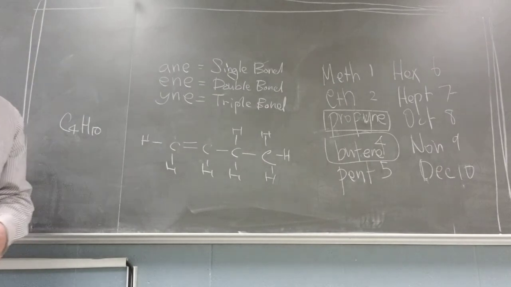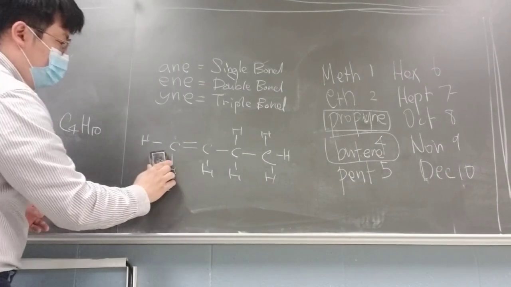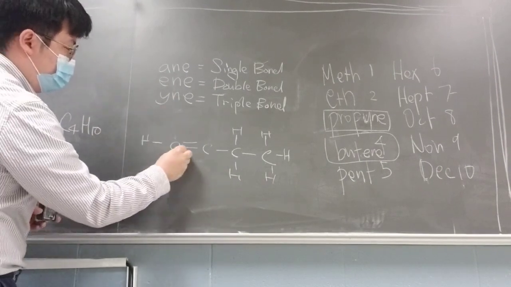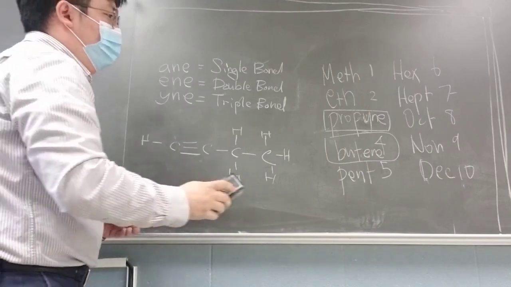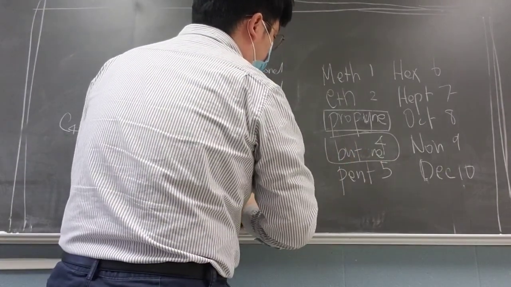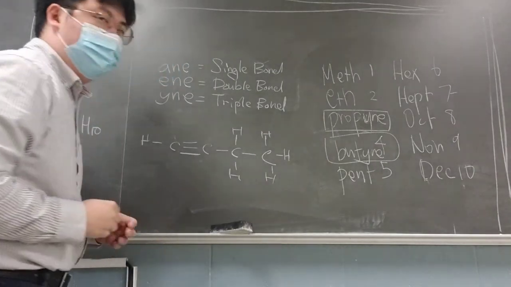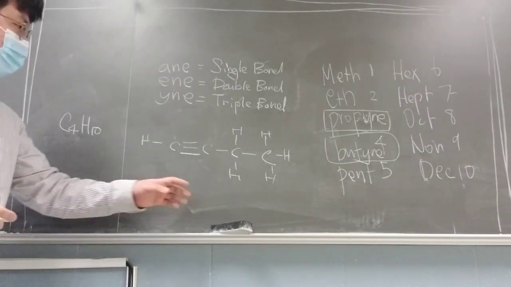Okay, butene, right? Butene. And let's try to get rid of the other two. Triple bond, and it will be butyne. Perfect. Okay. Butyne. That's it.